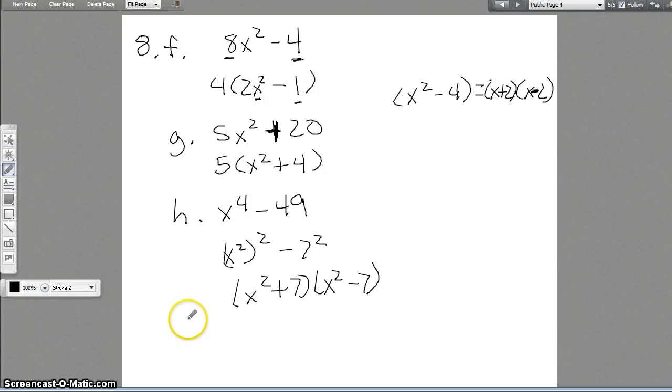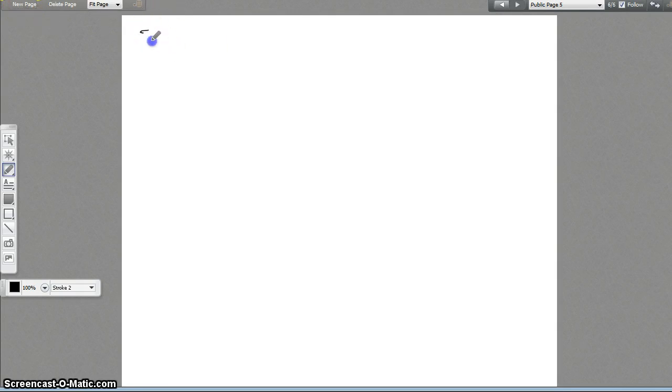Okay, so we've done parts F, G, and H from number 8. We're also going to do parts I and J. I'm going to go to a new page, and we'll start with 8I. Remember, for number 8, it says factor each of the following polynomials as completely as possible.